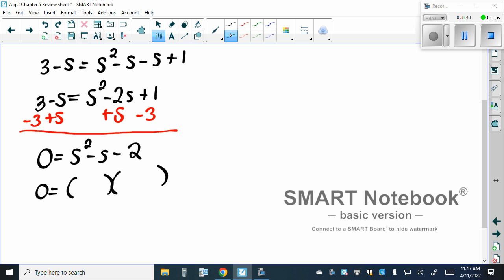But looking at this here, since the 2 is negative, we know our signs would be opposite. The only factors of s squared are s and s. And the only factors of 2 are 1 and 2. Which one would be negative? It would be the 2, because we need the middle term when we multiply to be negative, so the bigger number has to be negative.